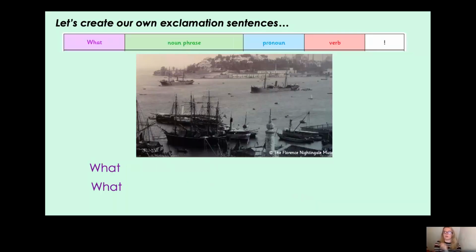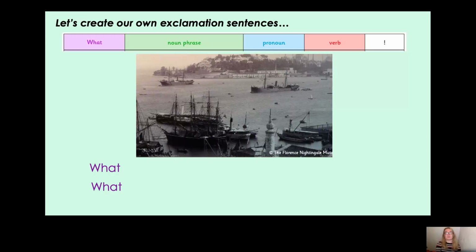Now, what about if we wanted to use what at the beginning of our exclamation sentences? Well, I'm going to show you how to create an exclamation sentence starting with what to describe the weather. Now, what was different between our exclamation sentence starting with how and our exclamation sentence starting with what? Yes, that's right. How had an adjective after it, but what has a noun phrase after it, which is made up of an adjective and a noun. So I said I wanted to describe the weather.